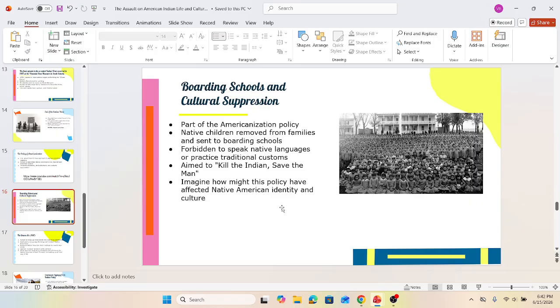If you were a boy, your hair had to be cut short. If you were a girl, you had to wear a dress. You had to grow your hair out. You had to speak English. And if you didn't know English, you just didn't talk until you learned. You were not allowed to communicate with the other children in your native language. You could be punished for that.